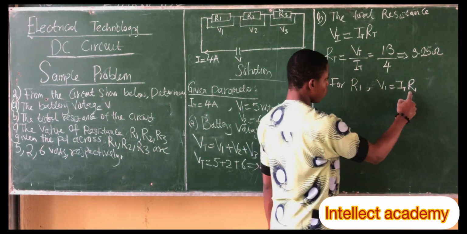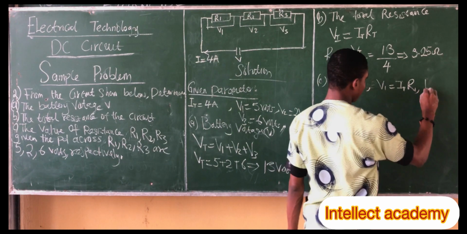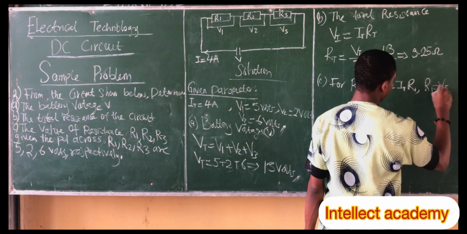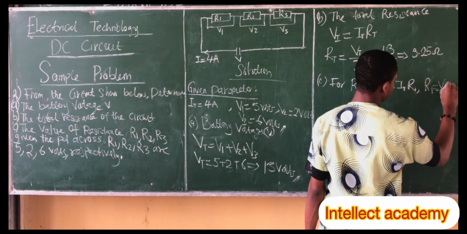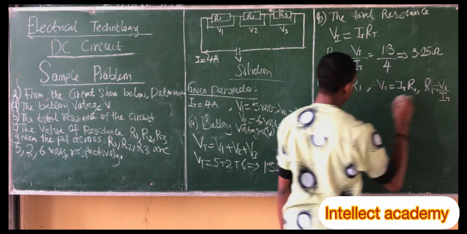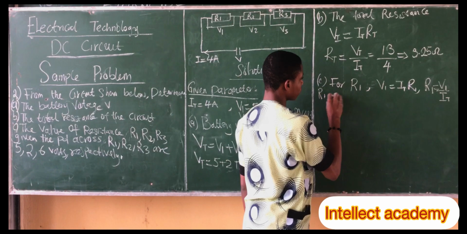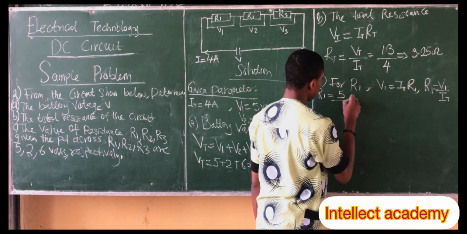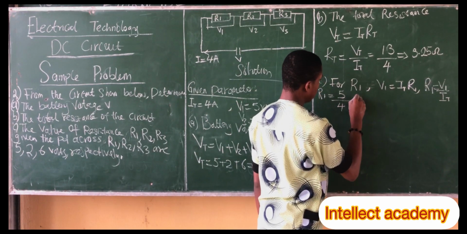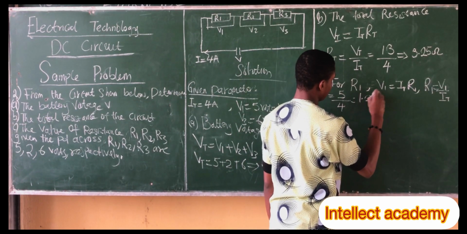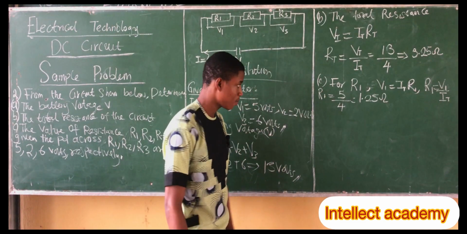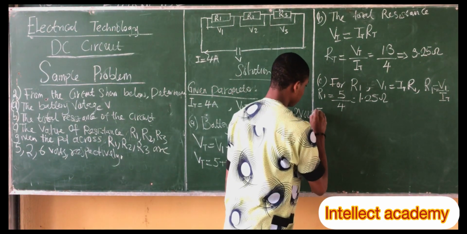So making R1 the subject of the formula, what do we have? R1 is equal to V1 over I total, right? So we have R1 as V1, which was 5, divided by 4. That gives 1.25. This is the value in ohms. 1.25, right?